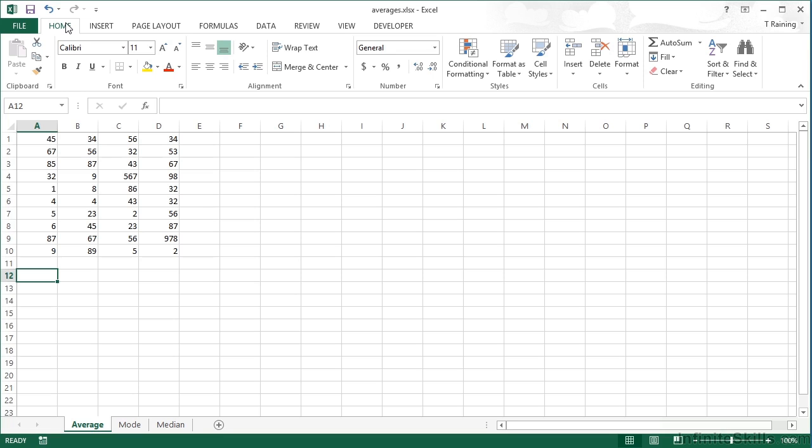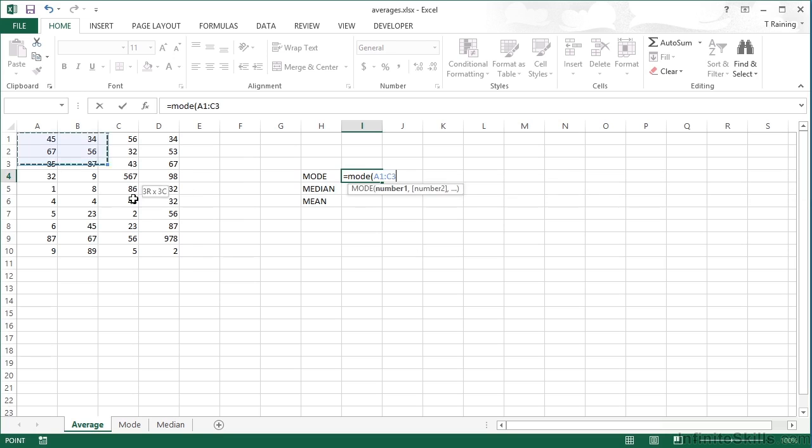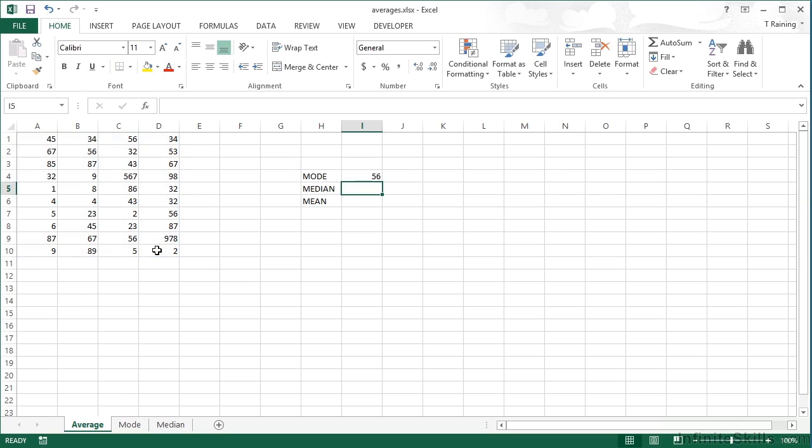If we take the averages file and the average sheet, we have a set of numbers here, A1 to D10. And we're effectively going to work out the mode, the median, and the mean. So the 3 M's. Now the mode is the most frequently occurring number in a given range. The function is equals mode. Open brackets and tell it what range to look at. Return, and I get told that the mode of this range here is 56. So the most frequently occurring number is 56.